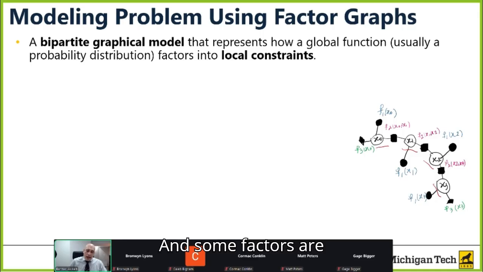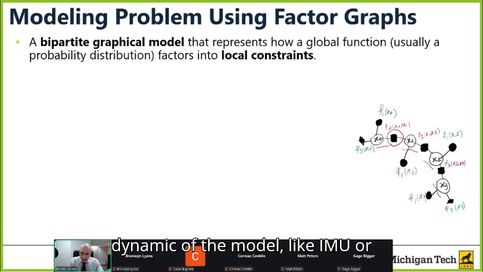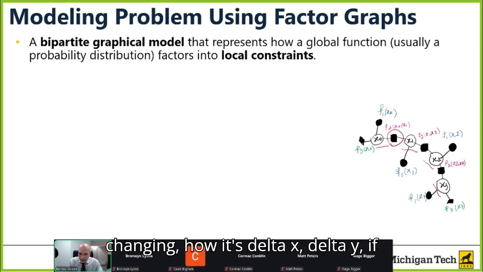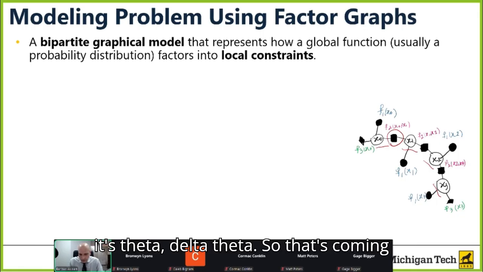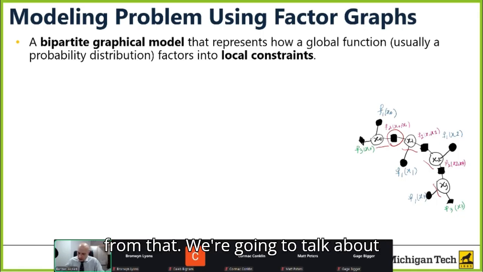And some factors are relationships between two states. For example, this box here, this one, is showing the relationship between x0 and x1. This relationship comes from the dynamics of the model, like IMU or odometry, that give you how this is changing: delta x, delta y, and delta theta. So that's coming from that. We're going to talk about those.